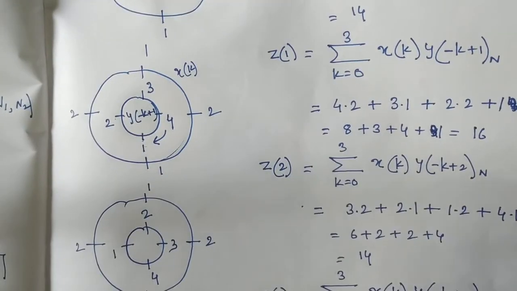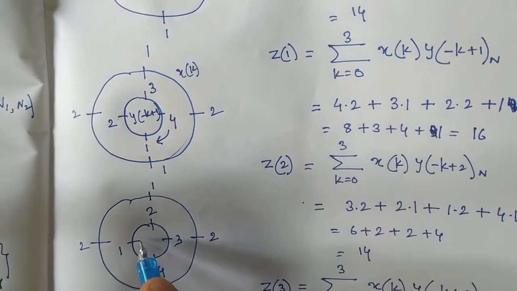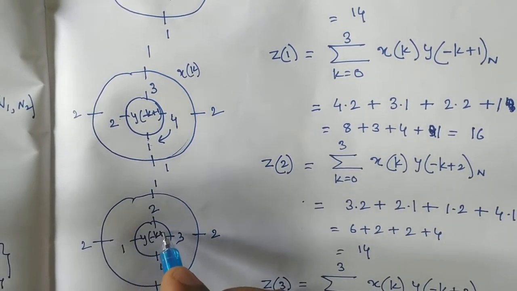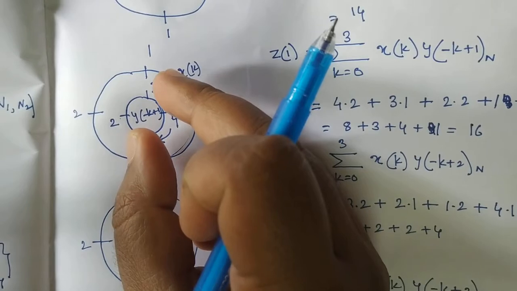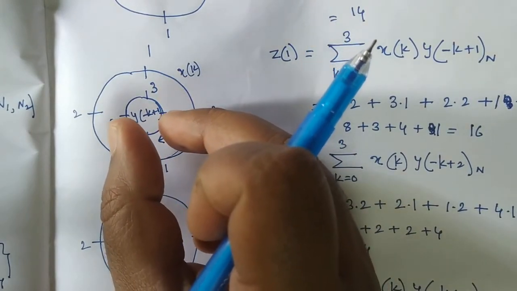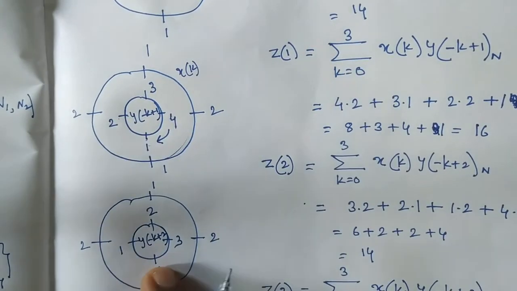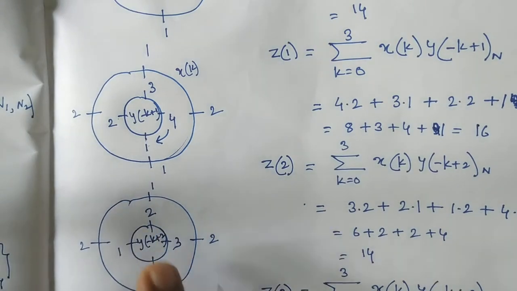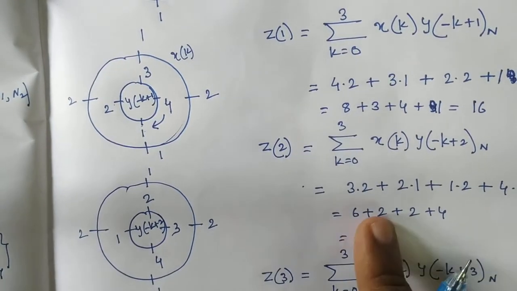Same way we calculate z2. This is y of minus k plus 2. That means if you rotate y of minus k plus 1 by 1 unit in the clockwise direction, you will get this one. And xk will remain as it is. So you get z2, 14.